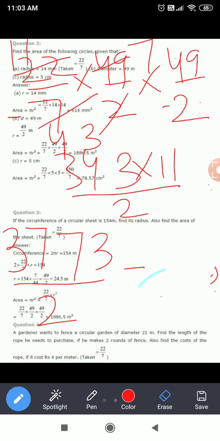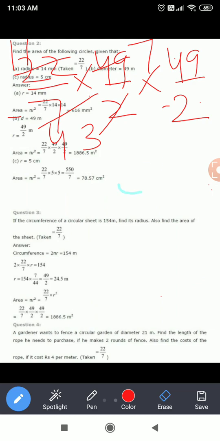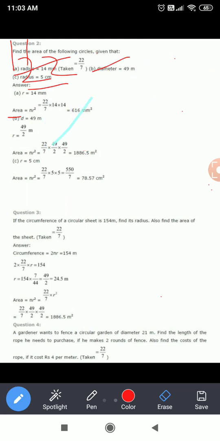From the diameter, we have to half the diameter to get the radius. Then we have to put the values in the formula to get the area. Similarly, you can get for the third part. Directly put the radius in the formula pi r square and solve for it. You will get the area.